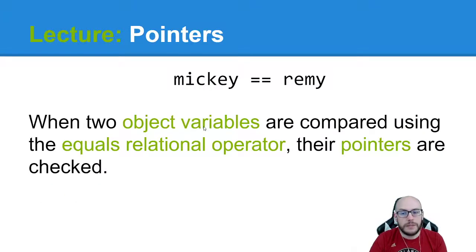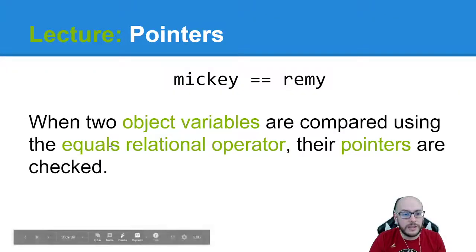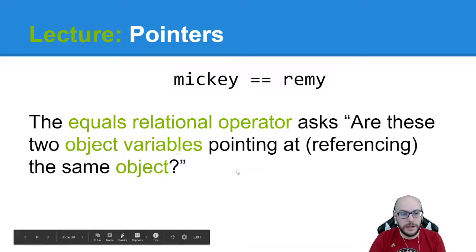When two object variables are compared using the equals relational operator, their pointers are checked. Right? We're using this assuming it's checking for equivalency. I get the correct answer. I'm asking, are Mickey and Remy the same in my program? And it's saying, yeah. But what I'm actually doing is asking, are they pointing to the same thing?